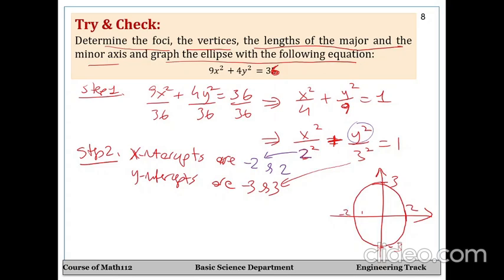So the major axis will be here. The major axis is this, and here this is the minor one. So it's the minor here. Now step 3. Okay, we can talk about the vertices here. The vertices are always on the major axis. So it has to be (0, 3) and (0, -3).